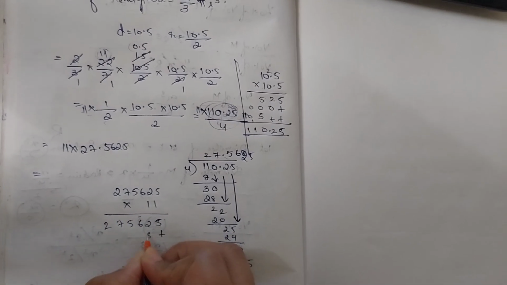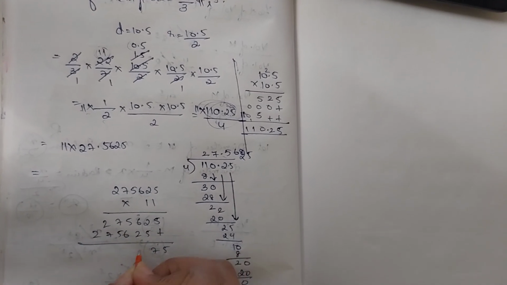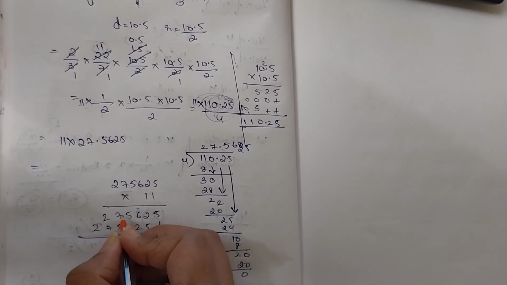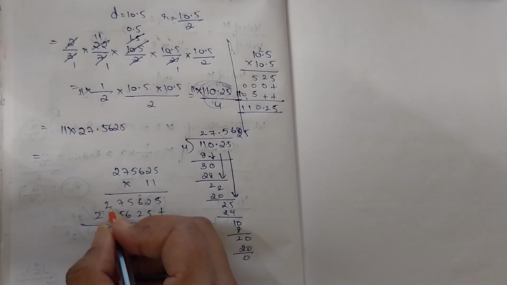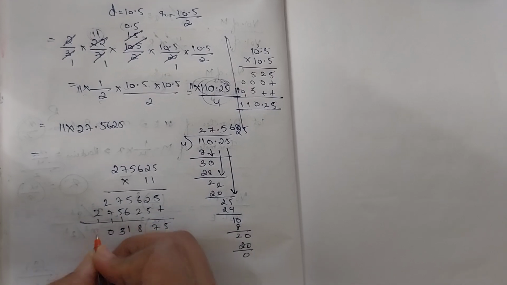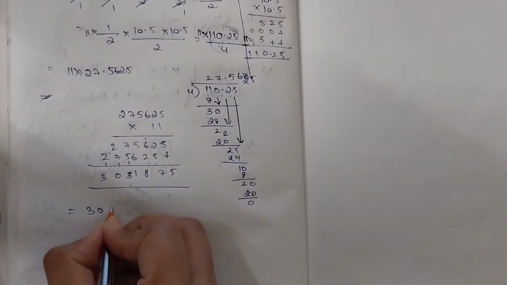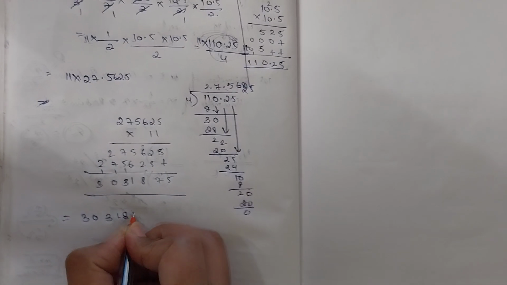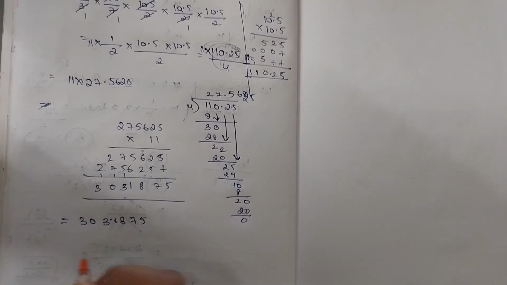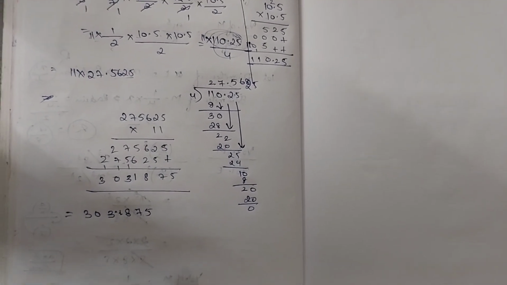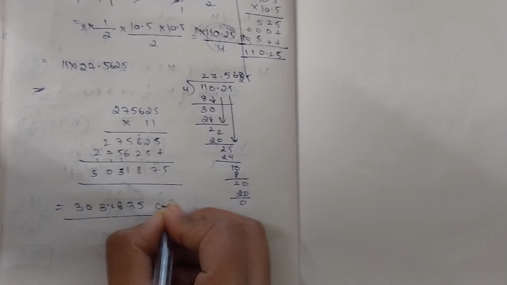So the answer is 3031875 with 4 decimal places. 1, 2, 3, 4, 4 decimal places here. Now this needs to be divided by 1000 because this is in centimeter cube.